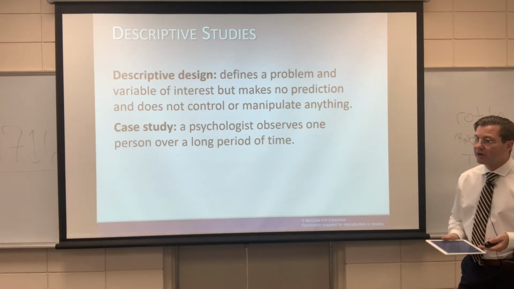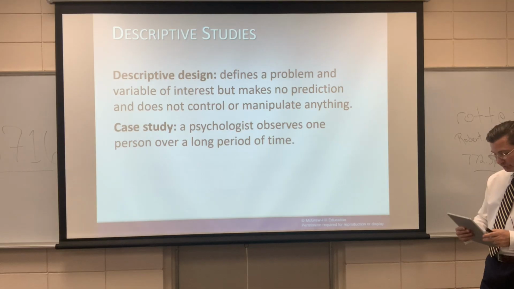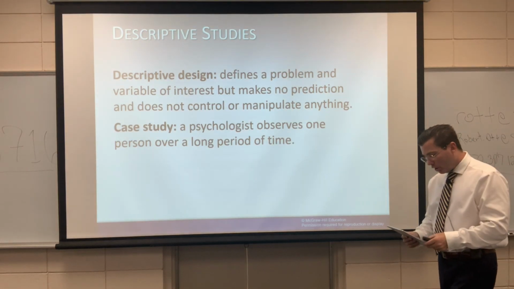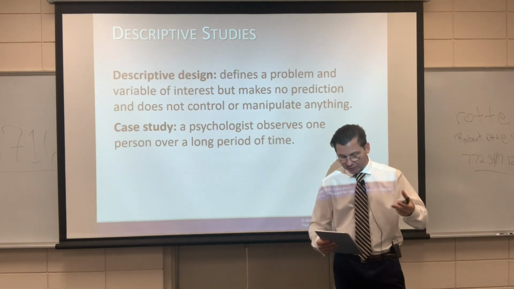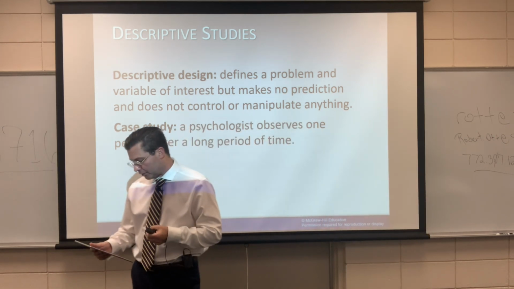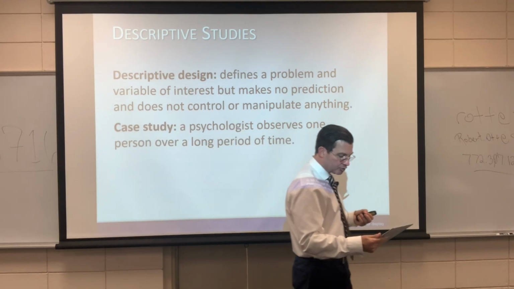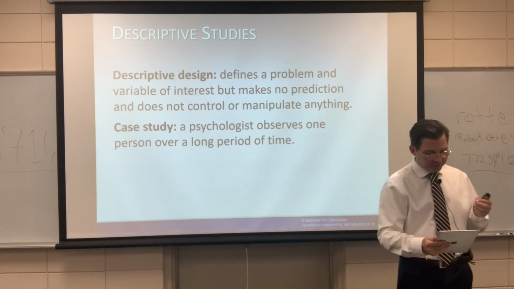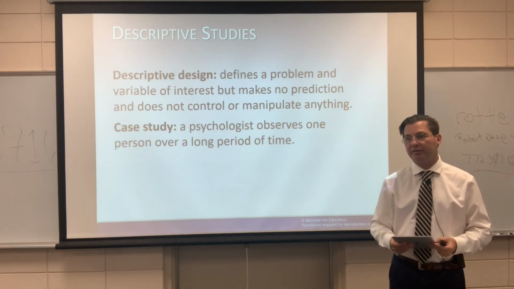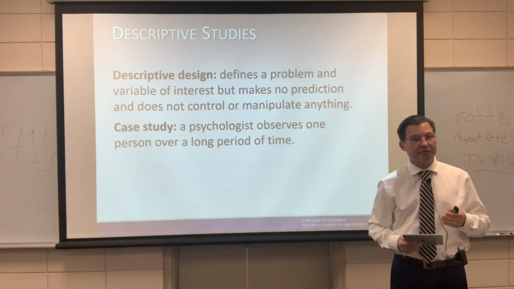Now we have different types of studies: descriptive, case studies. Descriptive studies describe very specific characteristics that the researcher is trying to define. So here it says they're trying to define a problem and a variable of interest, but make no prediction and do not control or manipulate anything. They're just observing and describing what they see.